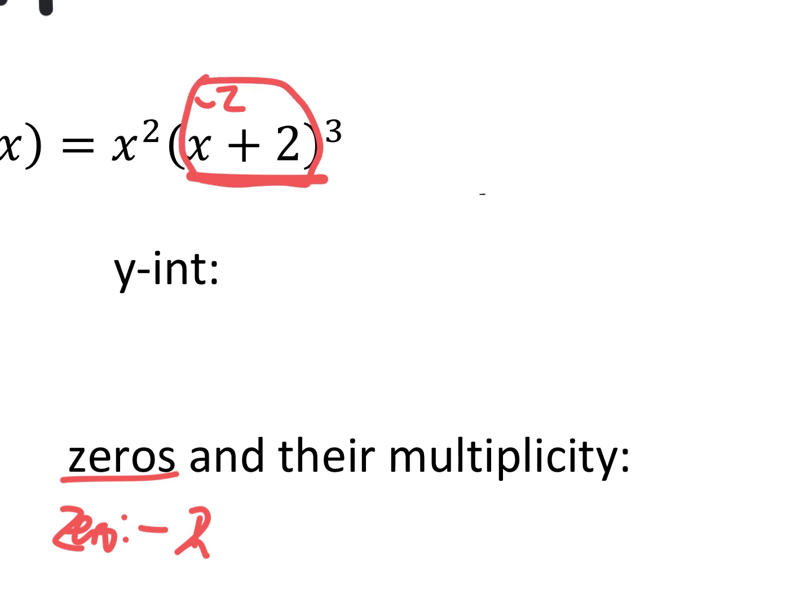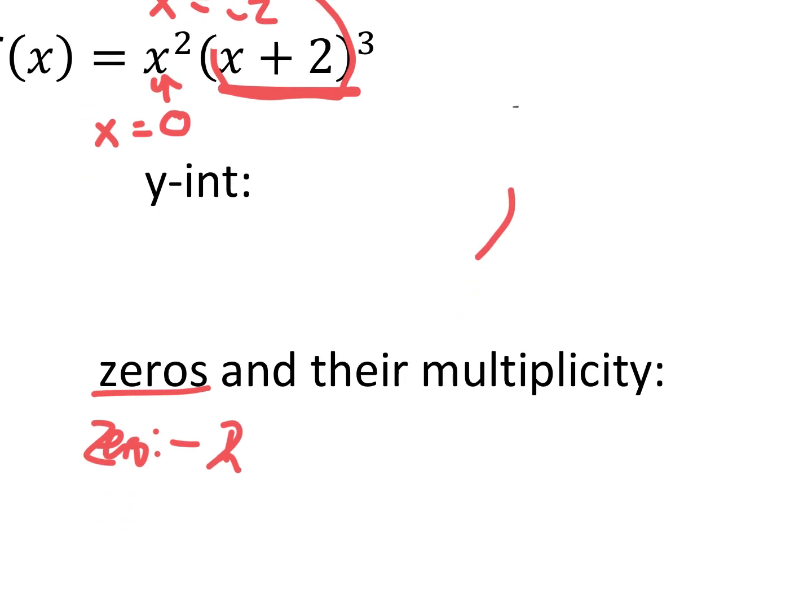Isn't there another zero? Yeah, in the front. What would make that 0? If I put in 0. So x equals 0 and x equals negative 2 are my two zeros. They would make the equation 0. That's why they're called zeros.